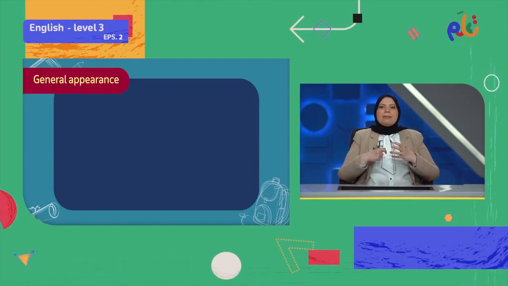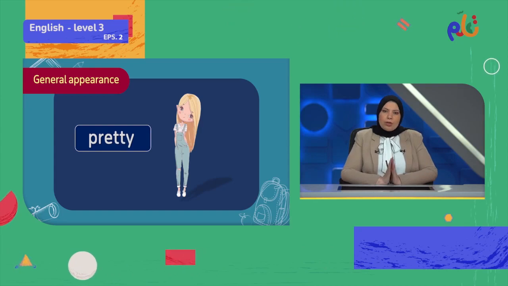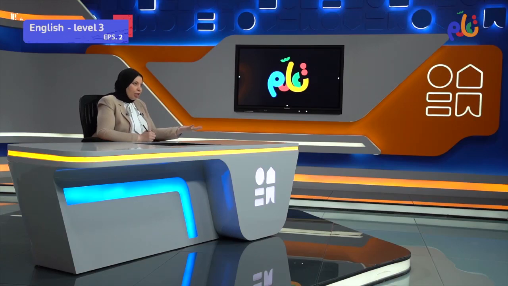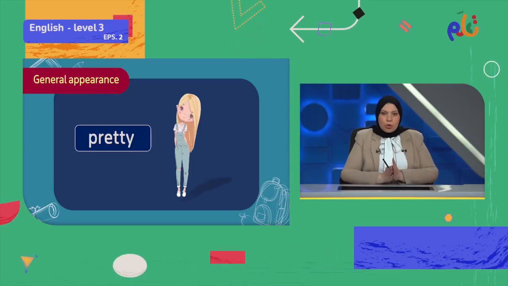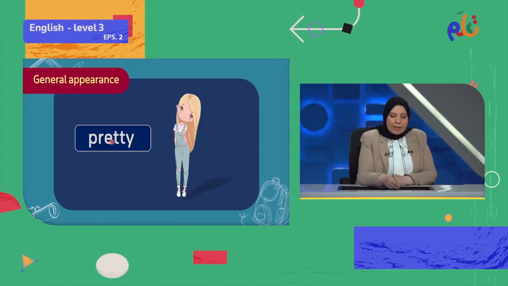So the general appearance, if I speak about someone in general without details, we can say pretty, which means beautiful, but we use it only for girls. So I can say she is beautiful or she is pretty. Pretty is beautiful, but we use it only for females or girls. So I can say my father is beautiful, my mother is beautiful, but if I'm talking about pretty, it's my mother only. So pretty is for girls only.